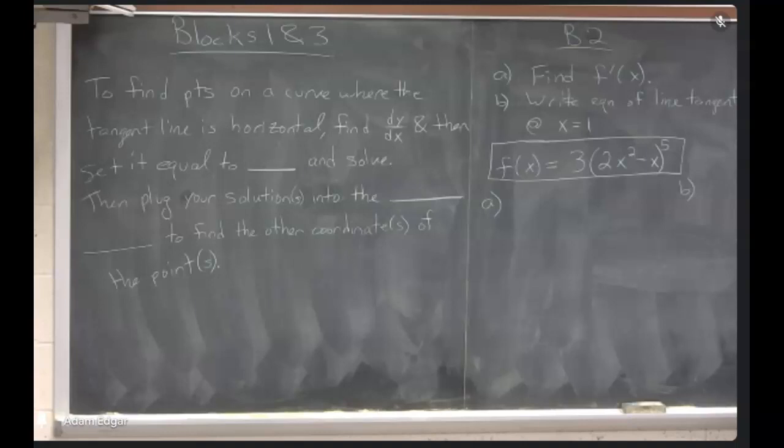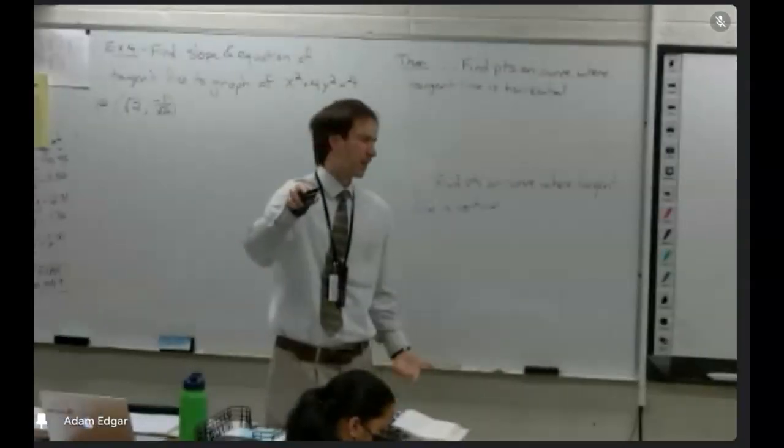All right, so a horizontal tangent line has a slope of 0. So you get your derivative, set it equal to 0, and solve. Once you get your solution, set that back into the original equation or the original function, and you can get your points where the tangent line to the curve is a horizontal line.